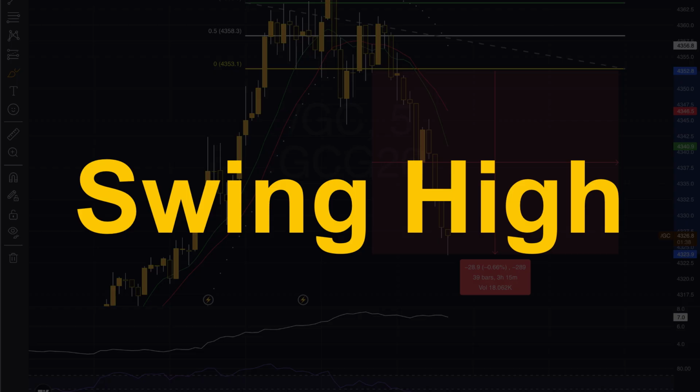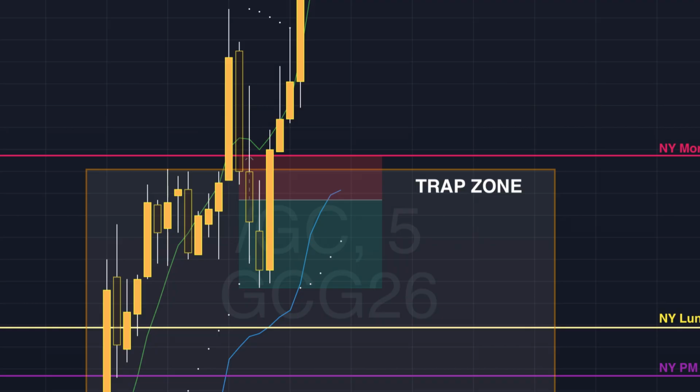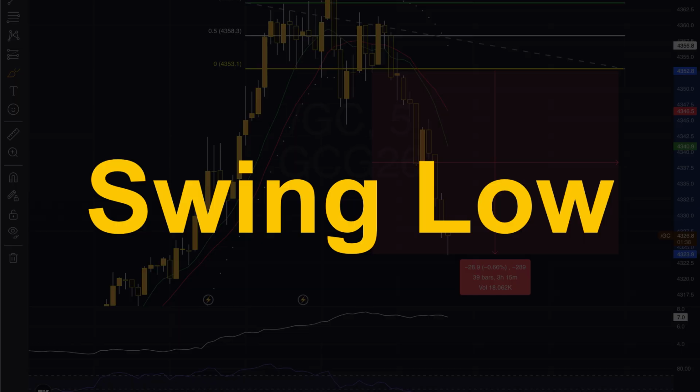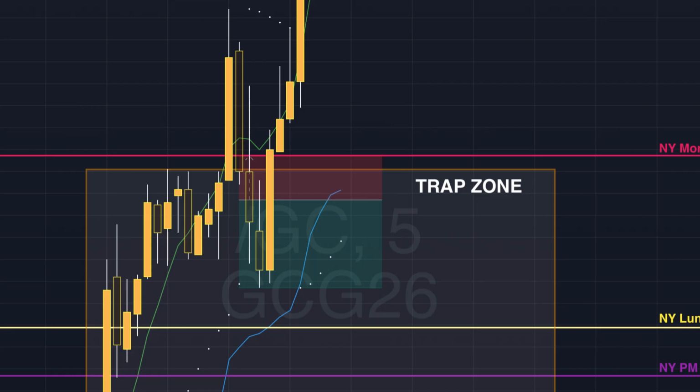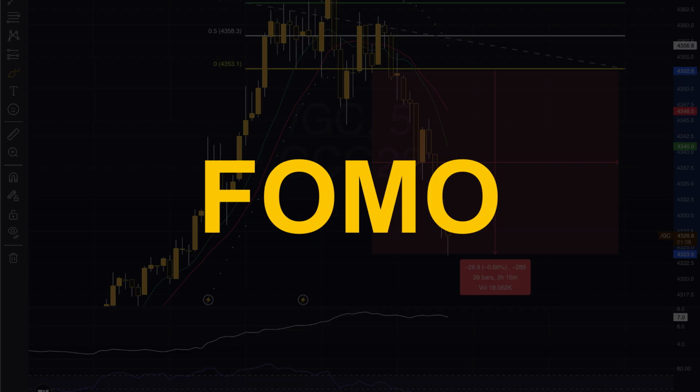Swing high. This is a peak on the chart where the price went up, hit a point, and then started coming back down. Swing low. This is a valley on the chart where the price dropped, hit a low point, and started heading back up. FOMO, short for fear of missing out.